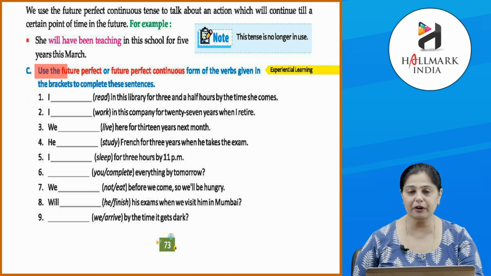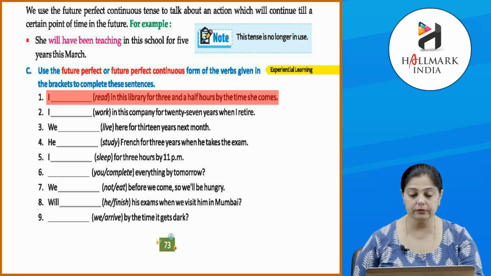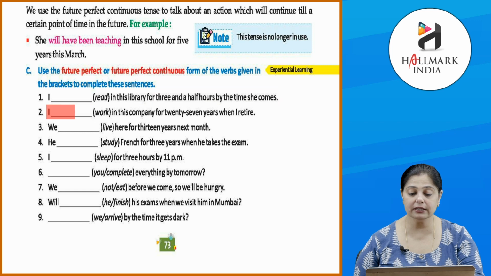Now, use the future perfect or future perfect continuous form of the verbs given in the brackets to complete these sentences. I dash in this library for 3.5 hours by the time she comes. Okay. So, here we can say I will have been reading in this library for 3.5 hours by the time she comes. Okay. I dash in this company for 27 years when I retire. Okay. I will have worked in this company for 27 years when I retire. Clear?